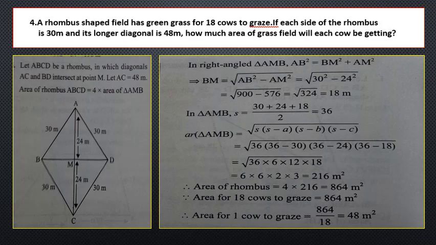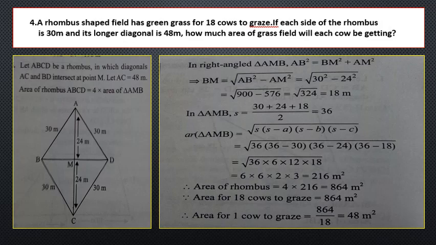Now we can find the area of triangle AMB by using Heron's formula. S is equal to 30 plus 24 plus 18 by 2, that is equal to 36. Now the area of ABM is equal to square root of S into S minus A into S minus B into S minus C. That is 36 into 36 minus 30 into 36 minus 24 into 36 minus 18. So in the next step, 36 into 6 into 12 into 18.